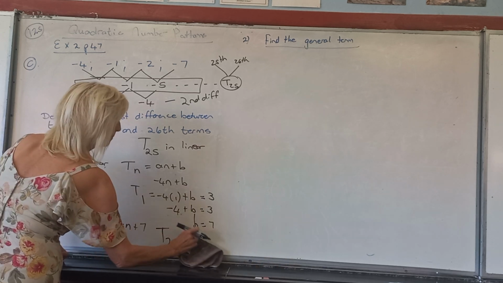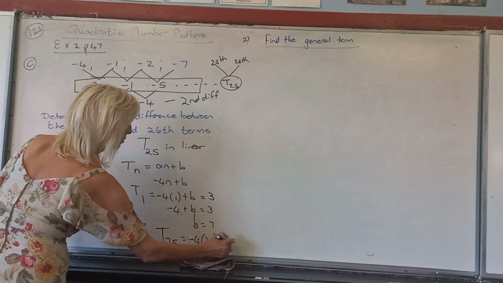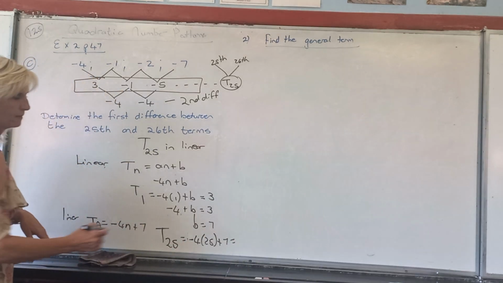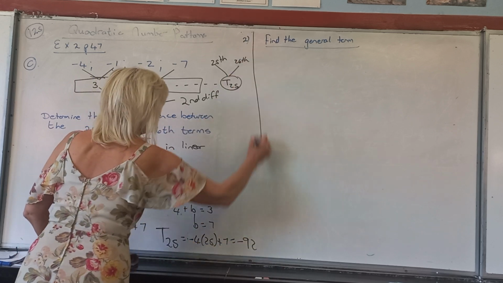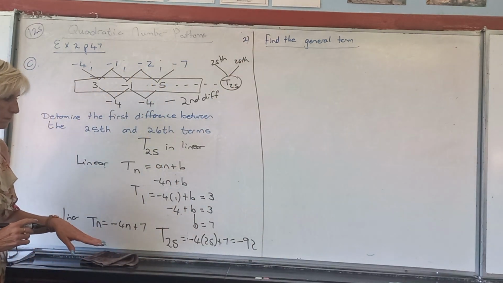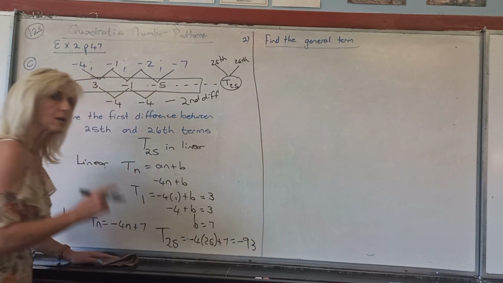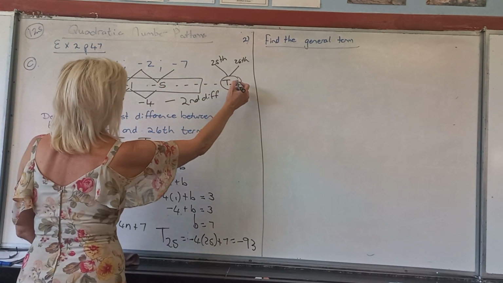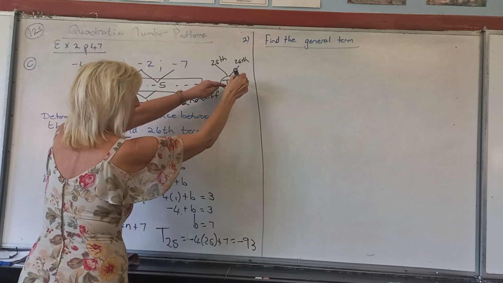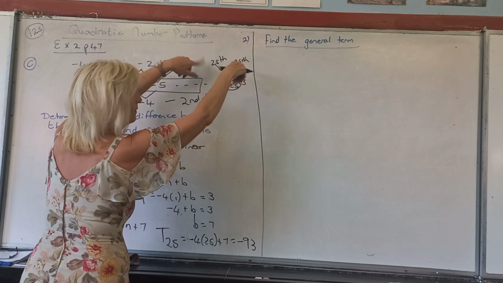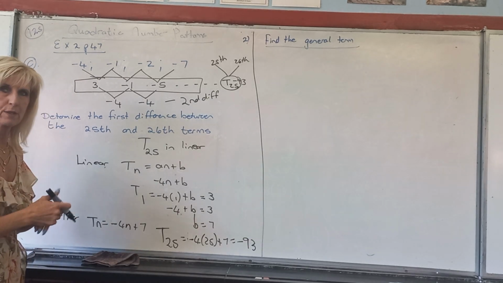That's negative 4 times 25 plus the 7, giving me an answer of, is it 90, negative 92? Please check up on me. 90? Oh yes, 93, thank you. So that means over here in the 25th place, that would be negative 93. The first difference between those two, and I don't know what they are, but the difference between them would be minus 93.